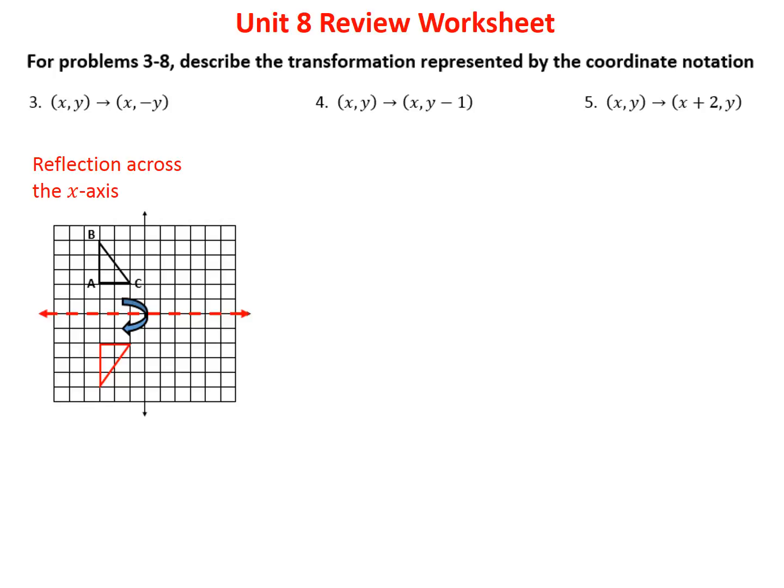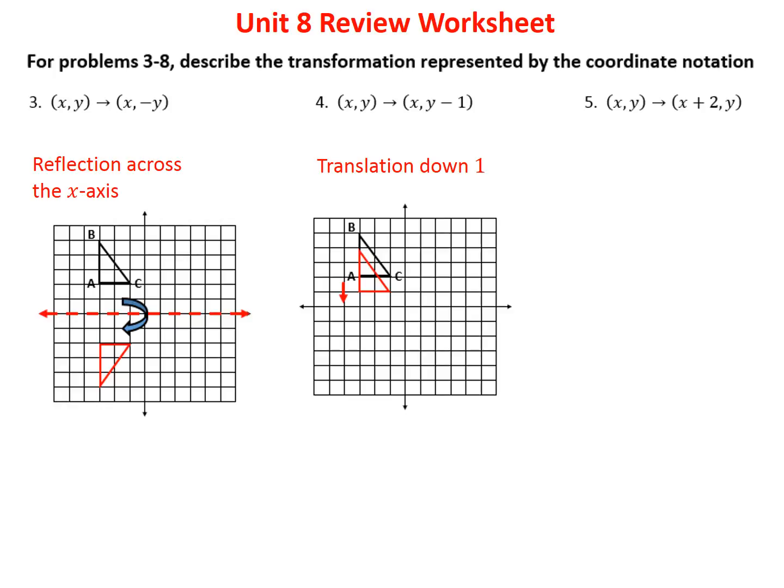A reflection across the y-axis, interestingly, the y stays the same, but the x would change. In number 4, you notice that x stays the same, but y goes down 1. (y - 1) means I'm going to go down 1. So what I have is a translation down 1. You notice the triangle just shifts down 1. The x's stay the same, but the y's go down 1.